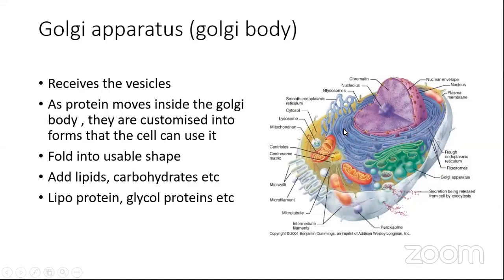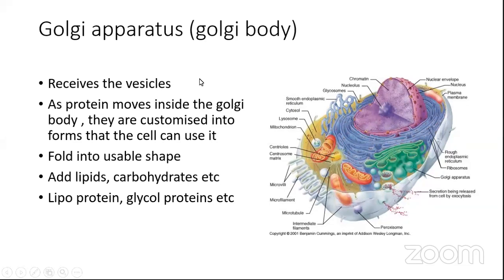Right. Those vesicles contain protein released by the endoplasmic reticulum, received by another important organelle called the Golgi apparatus. Camillo Golgi, an Italian scientist, found this particular organelle inside the cell, so it is named after him. He found that the Golgi apparatus receives the vesicles, and the protein moves through the Golgi apparatus.